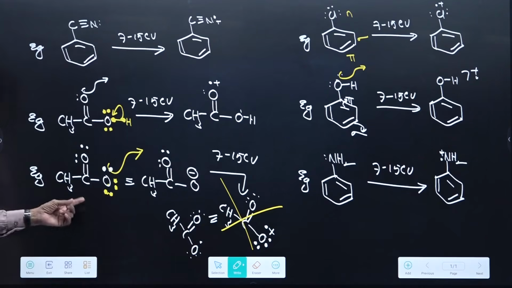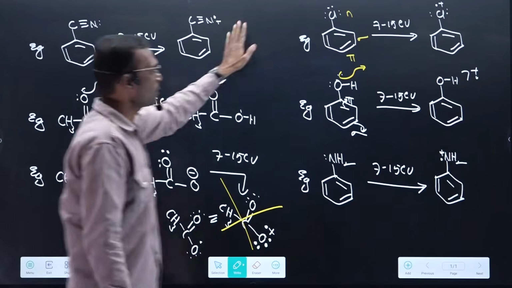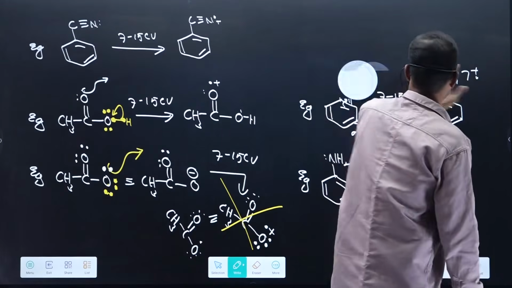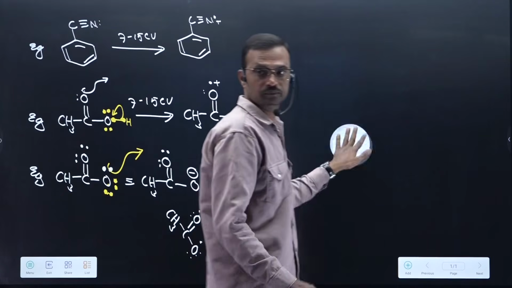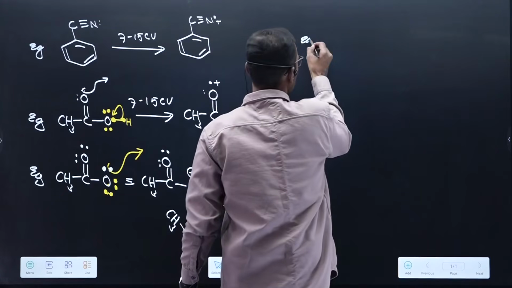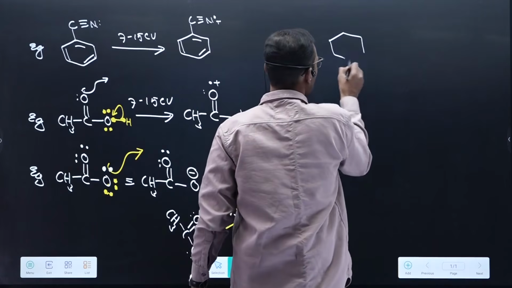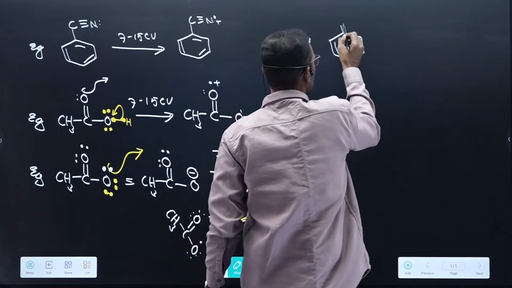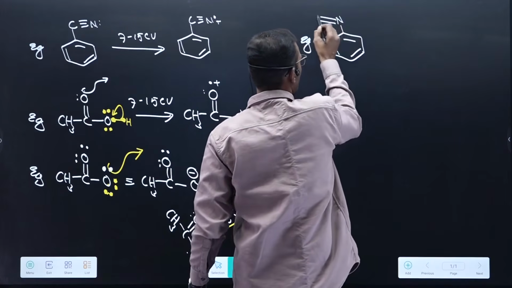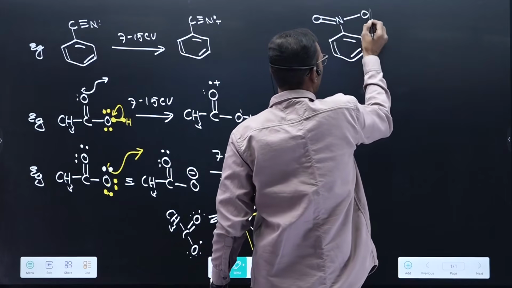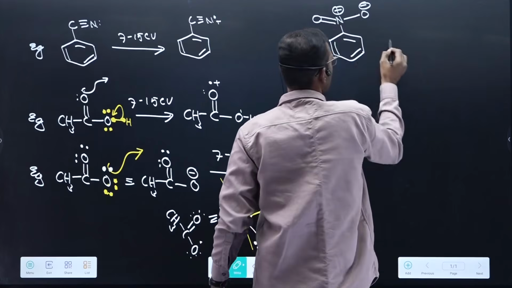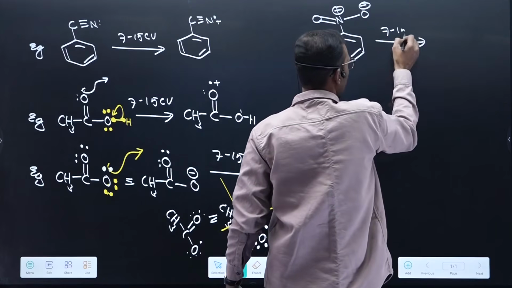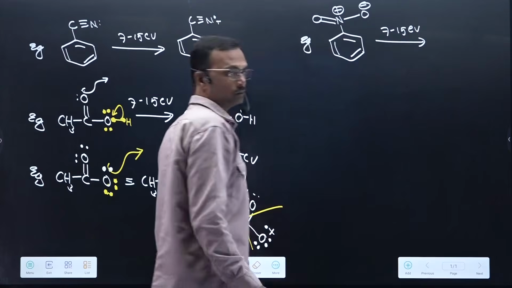This is an important one. Generally, most of the people think it is very easy to remove an electron, but it looks complicated if you have not understood clearly. Okay, so here remember, I am giving nitrobenzene. This is nitrogen, double bond. Here it is -1. Here this is plus. 7 to 15 electron volts. Where will you remove the electron?